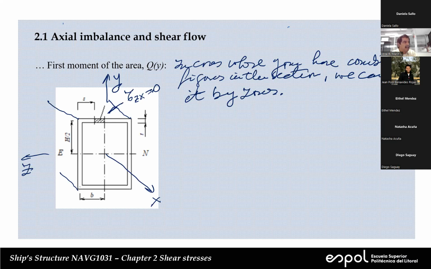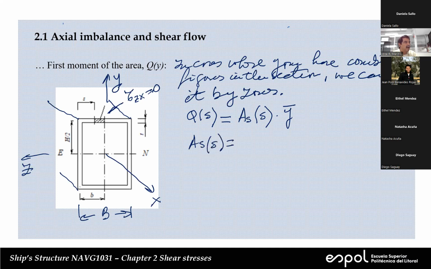Okay? Now, this is little b, and this is large B. In this case, I'm using little b for half of the width of the section. Okay? So we are going to calculate Q as function of S. This is the S that we're going to be using. So here, it's going to be A_S of the sector, and then it's multiplied by Y average. Okay, people, tell me, what's going to be A_S? The area of the sector, this crossed area right here.